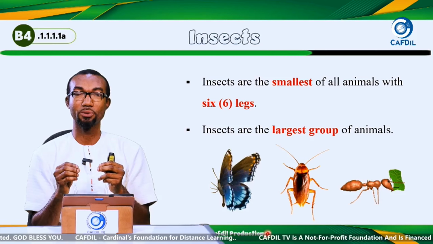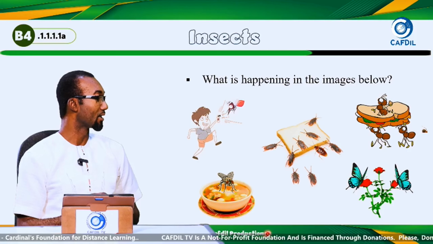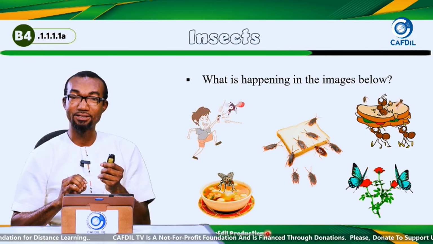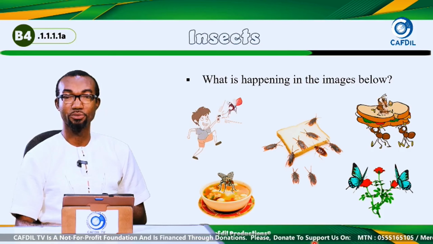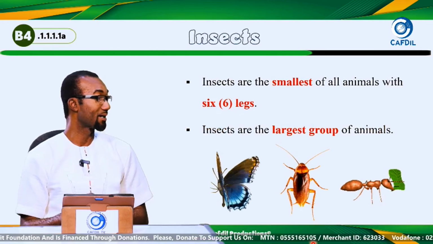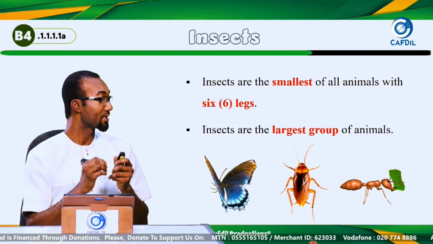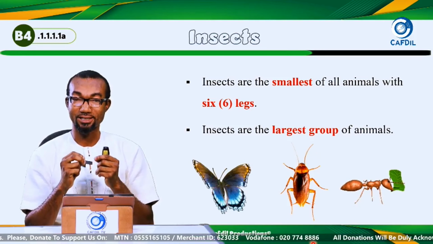6. So when we talk about insects, if you look at the images you see here, you see that they are different kinds of animals here. All these animals are different from each other. But because they have 6 legs, we classify them as what? Insects. So insects are the smallest of all animals with 6 legs.